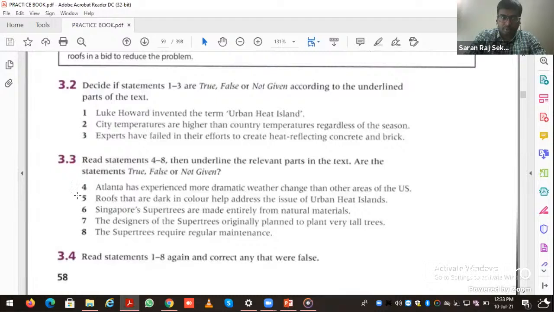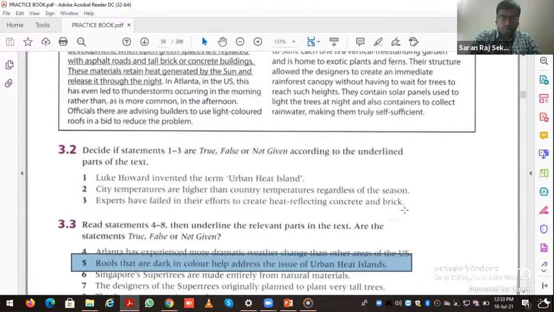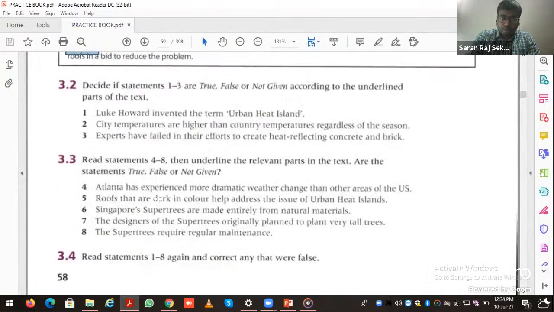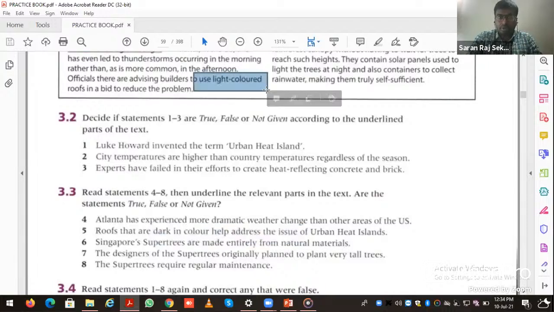Let's look at the fifth one. Roofs that are dark in color help to address the issue of urban heat islands. So this is how you understand the question. Let's look for the dark colored roofs. We found the fourth one here, and we have to read from here. Officials are advising builders to use light colored roofs to reduce the problem. Here they are saying dark color, but there they are saying light colored, so they contradict each other. The answer here is false.